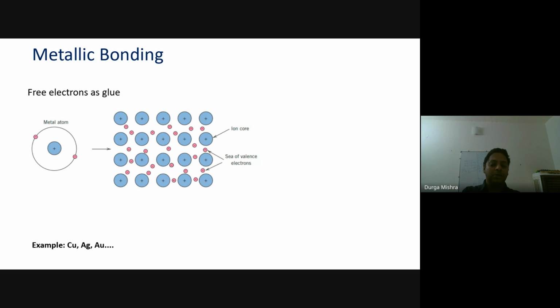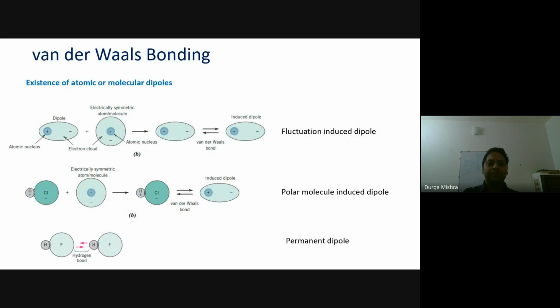Most metals will have this kind of bonding: copper, silver, gold, aluminium, magnesium. These all have metallic bonding. The covalent, ionic, and metallic bonding are mostly called primary bonding. They are the most important bonding that you have. There are some secondary bondings, which are very weak. Here one example is van der Waals bonding.